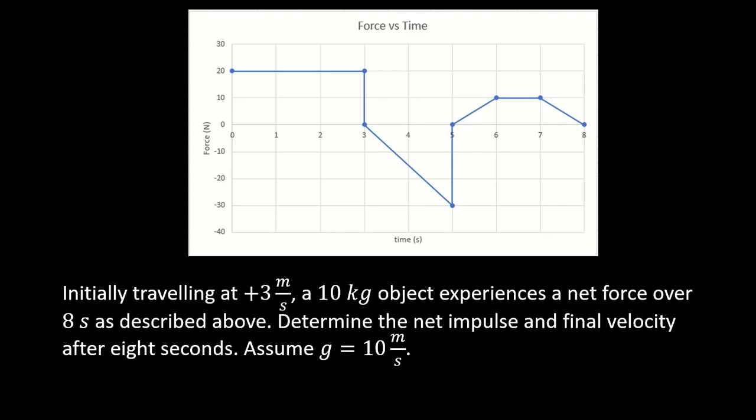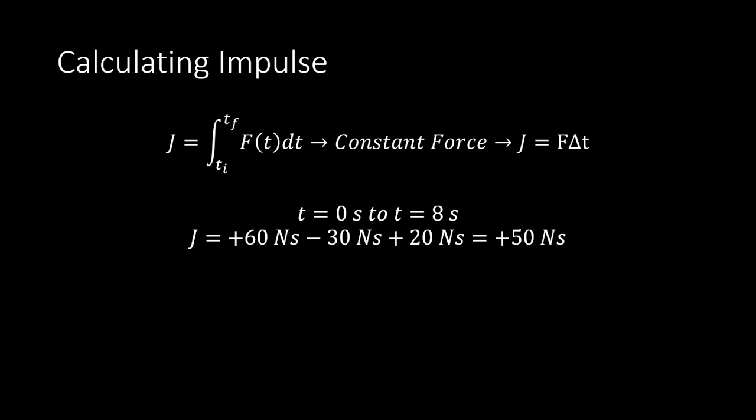All we did was look at the area at different discrete, well-defined regions in our force versus time plot. If this was a variable function and not a piecewise function, then you could just take the integral, but here we're looking at it algebraically and geometrically. Now, calculating the total impulse, essentially from 0 to 8 seconds, we add up our different chunks, positive 60, negative 30, positive 20. Those add up to positive 50 newton seconds. All right, that gives us the total impulse that 10 kilogram object experienced from 0 to 8 seconds.